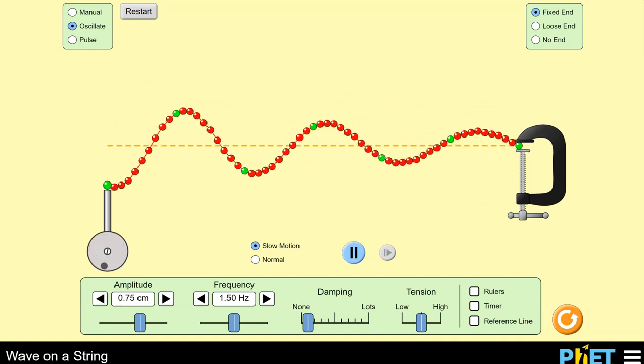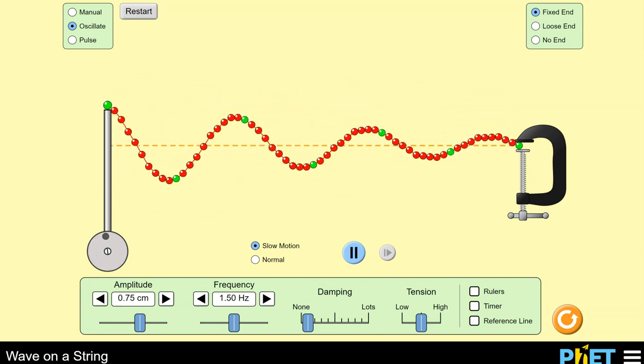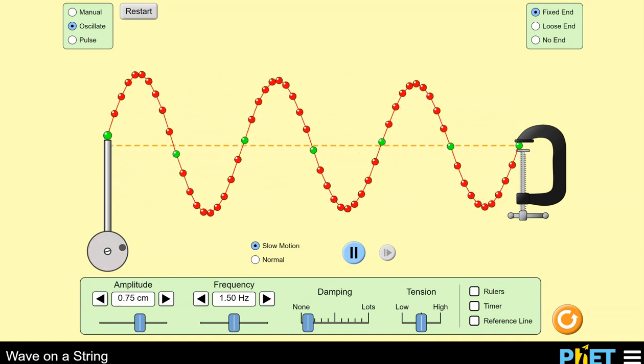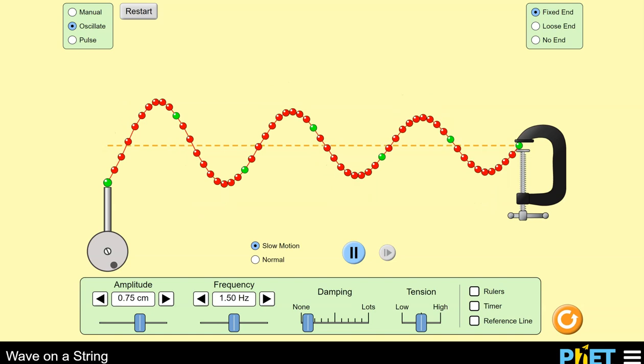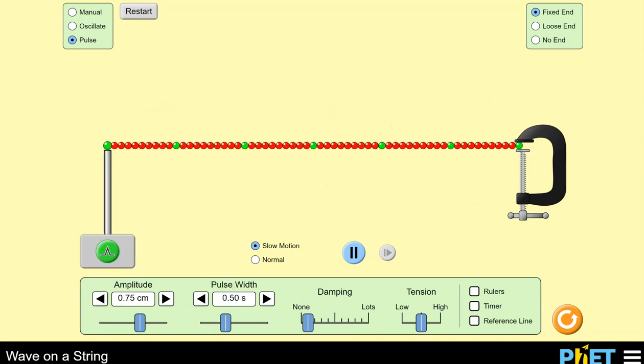Now, in the case of a string like this, this is considered a transverse wave. I'll write that down in just a sec. Each of these beads is traveling up and down, but the wave itself, let's go back to the pulse, the wave itself is traveling to the right. When it gets to this clamp at the far end, it reflects and travels back. So the wave itself is traveling horizontally. The wave is that energy, that pulse, that disturbance that travels the length of the medium.